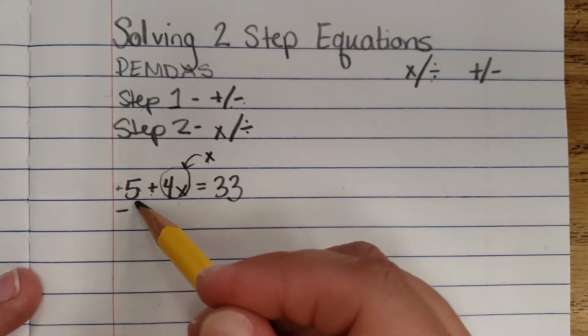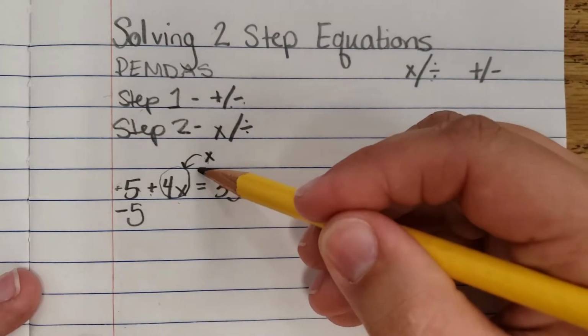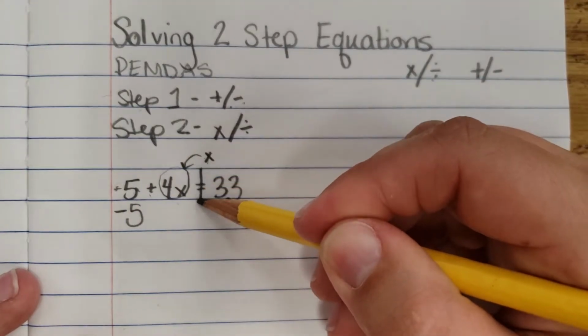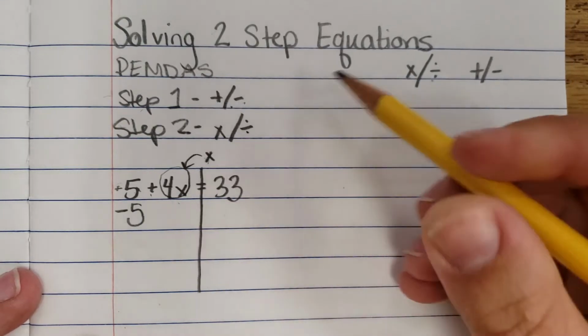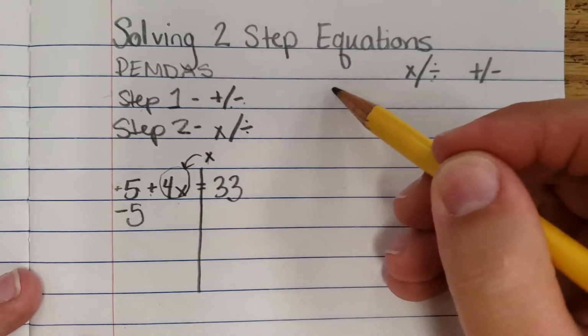So we're going to subtract 5. Now, we want to make sure that we got this straight. So why don't we draw a line through? Because remember our little seesaw? We've got to keep it flat.